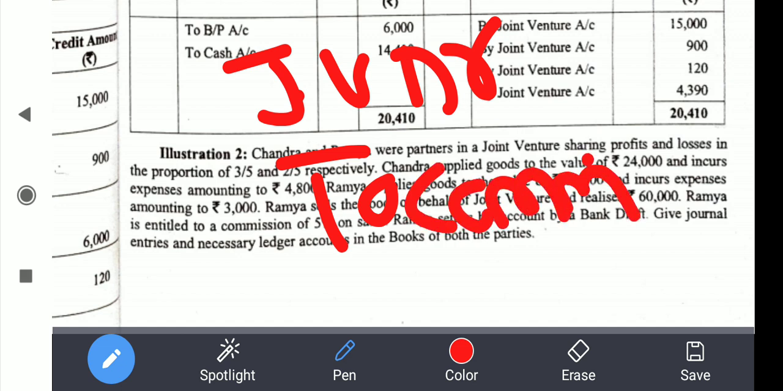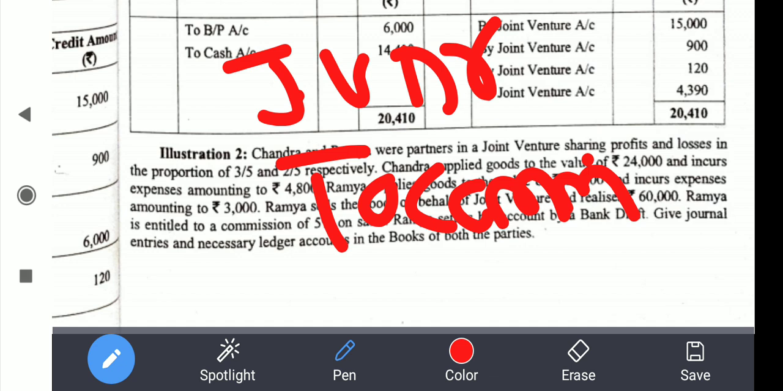But in the books of Chandra, we record joint venture account debtor to Ramya account. But in the books of Ramya, we don't write the name of Ramya, so we use just commission account: joint venture account debtor to commission account 3000. Then you prepare the joint venture account. If any difference arises, the difference should be transferred to profit and loss account and distributed in the ratio of 3 is to 2: 3 by 5 for Chandra and 2 by 5 for Ramya.